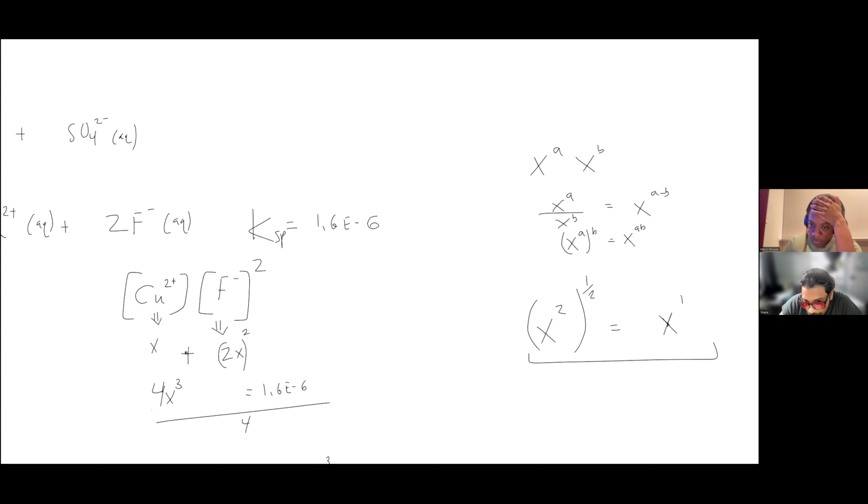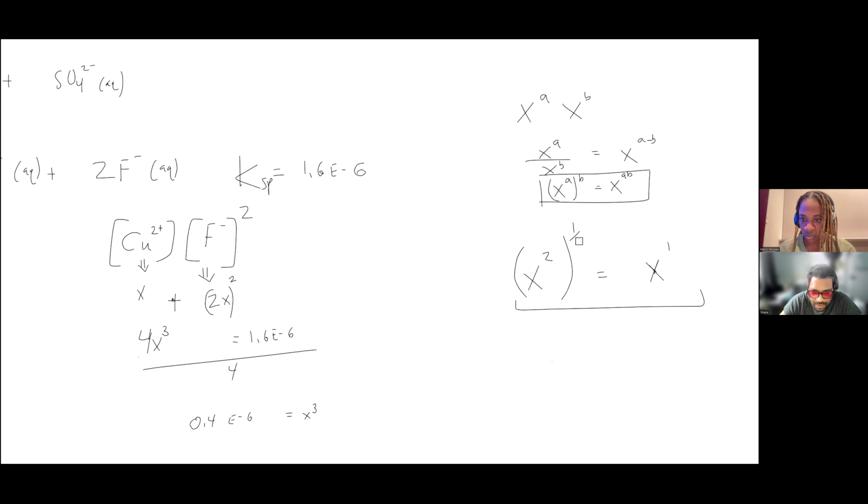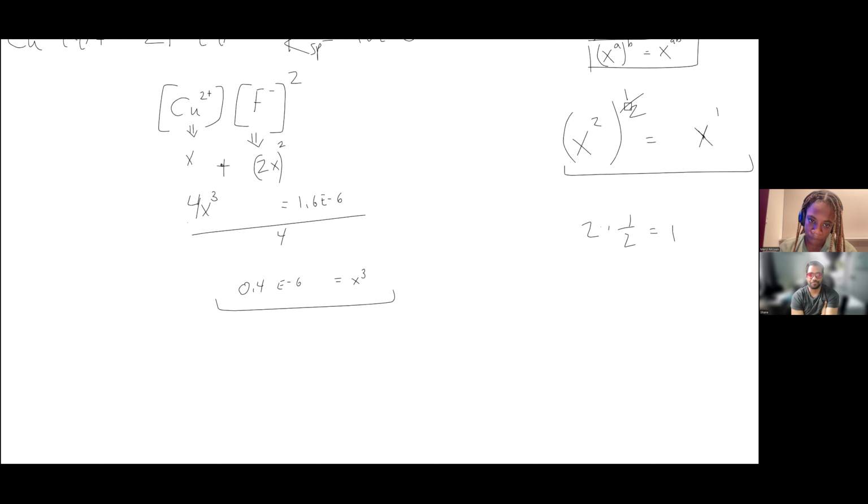So what I was trying to get you to see is that if I have an exponent taken to the power of another exponent, I multiply the exponents. If I want to get x to the 1 power from x to the 2 power, I can't add anything to the 2, I can't subtract anything from the 2, but I can multiply the 2 by 1 over 2 to get 1, right? So I could take it to the power of 1/2. Okay. So now here, if we want to do the cube root, what would we do?